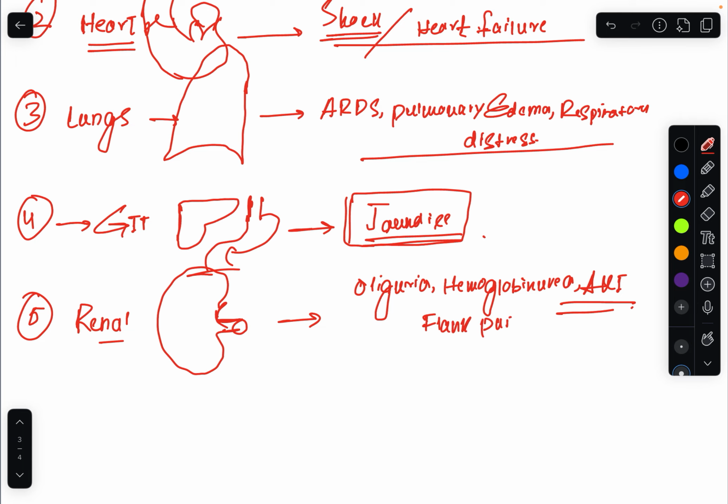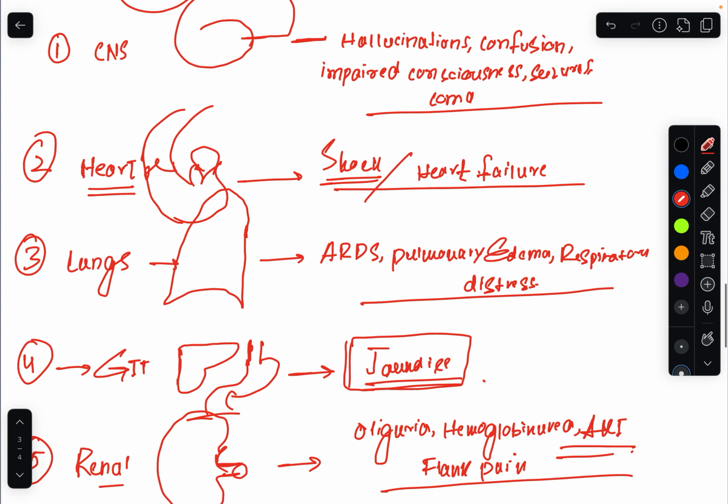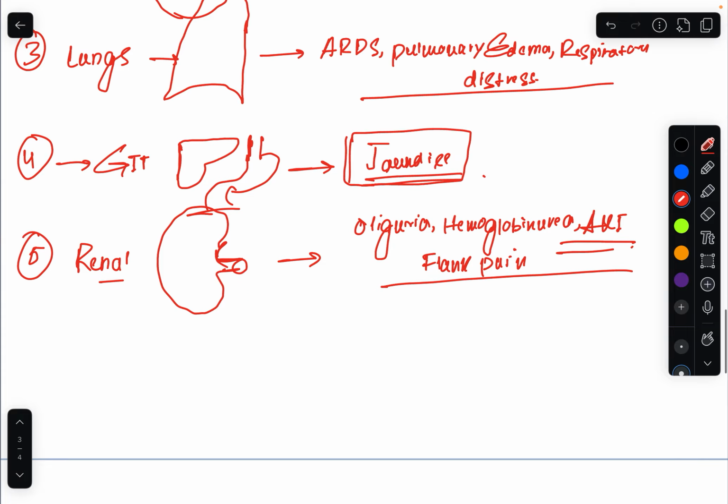So these features are very important to remember. When you are dealing with a patient of malaria, you should rule out whether the malaria is uncomplicated or severe malaria. For that, you have to be very clear about the different organ system dysfunctions seen in severe malaria. So we have discussed CNS, heart, lungs, GIT, renal, and then there is hematopoietic.